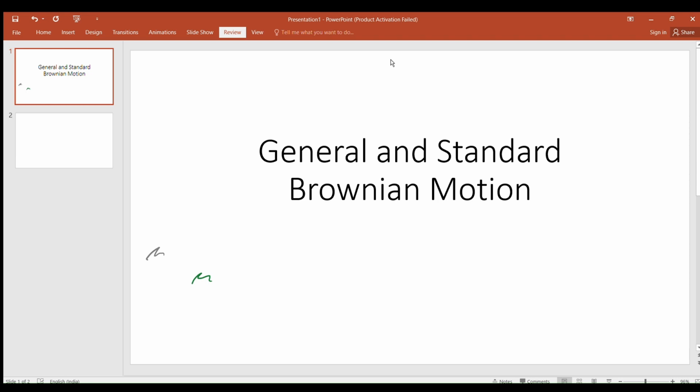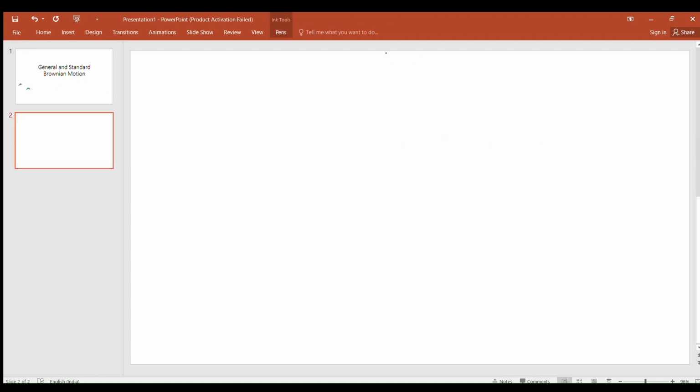Hello everyone. Today we will study the Brownian motion, both standard and the Brownian motion in general. So we are going to start with the standard Brownian motion. Let me select this pen and we are going to start now. We are going to start with the standard Brownian motion, that is also known as Wiener process.